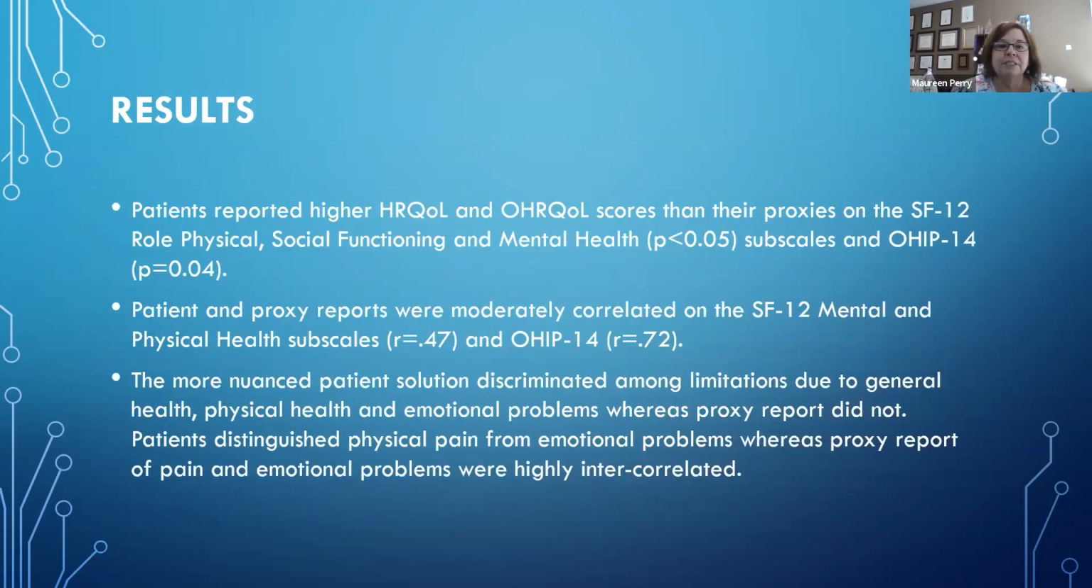When we looked at the results, what we basically saw was that patients reported better scores than their counterparts. So the patient and proxy reports were somewhat correlated on some of the subscales, but the thing was that the patients distinguished physical pain from emotional problems. They were like, well, my teeth were different from how I felt about my teeth. And the proxies just reported it as one big problem. Like if they had a tooth and they were complaining about it, that was a single issue.